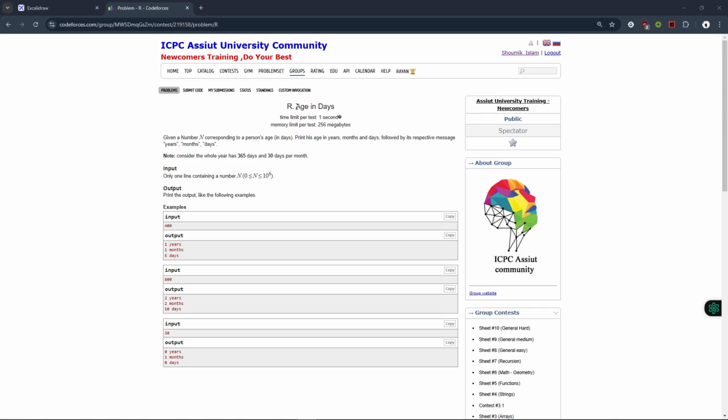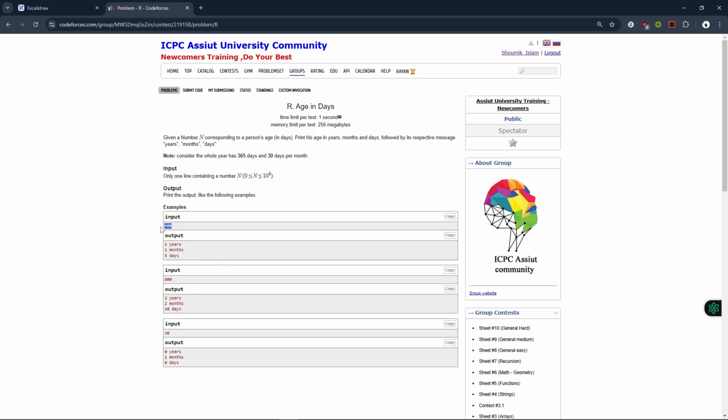Right now we are going to solve this problem called Age in Days from SUT University in Codeforces. This problem states that they will give a number. The input is going to be a number n corresponding to a person's age in days. Now we have to print his age in years, months and days, followed by the respective messages: years, months and days.